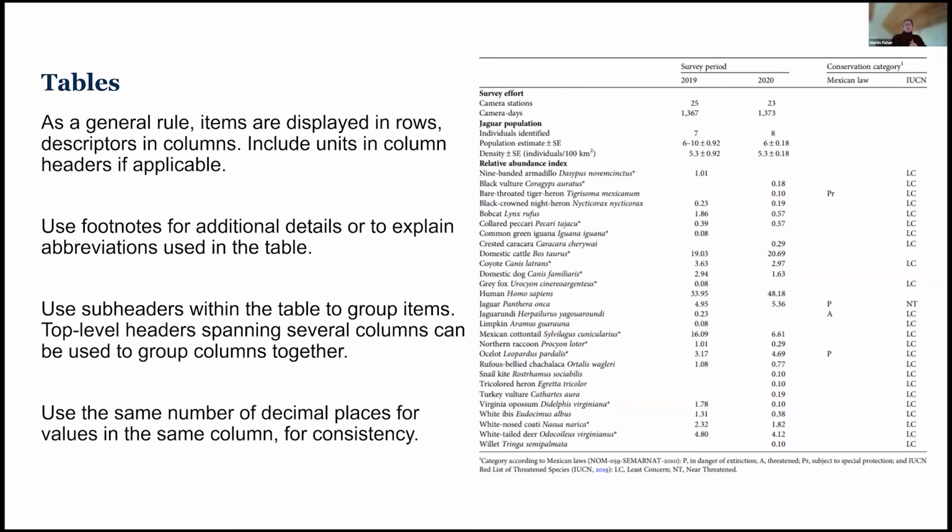Tables. The main thing I'd like to urge you to remember when you're drawing up your tables is that people read generally, at least in English, from left to right. Okay, not from top to bottom. They're going to read your table from left to right and then top to bottom. So as a general rule, your items, in this case the top line, for example, is the number of camera stations, so the number of camera stations in 2019 and 2020 are in the top row. And then all the other items read from left to right.